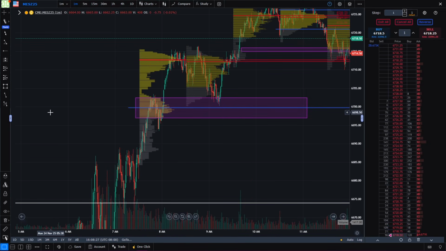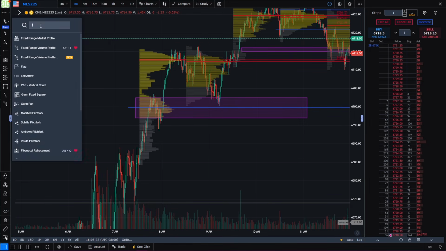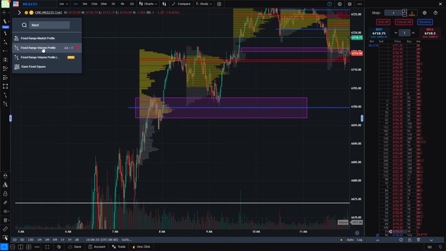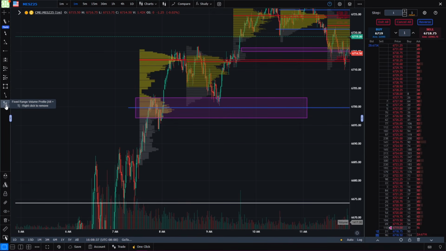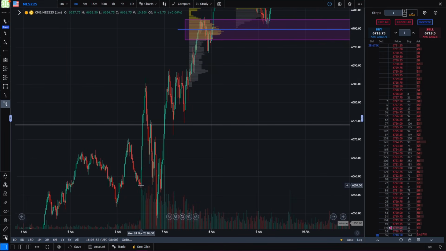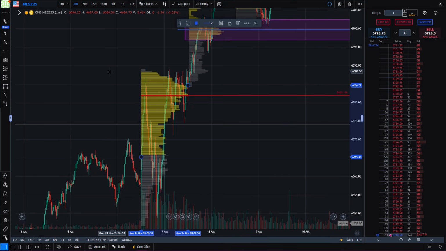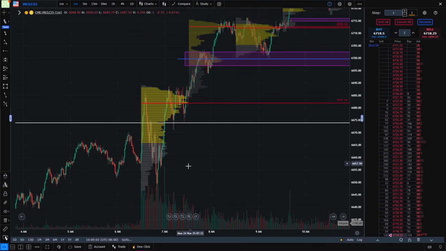Lastly, in order to access this, you're going to come to your drawing tools and type in fixed range volume profile. Click on it and you can add it to a favorite here. So what you're going to do is just click a starting point and then an end point, and we'll go from 630 to 730. So at the open, we can see that price moved up, came down, and then moved back up, and that's where it established the POC.